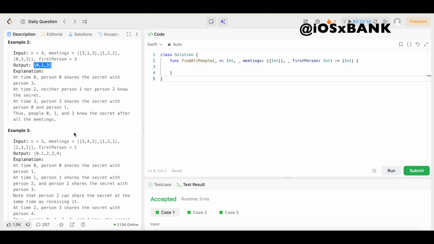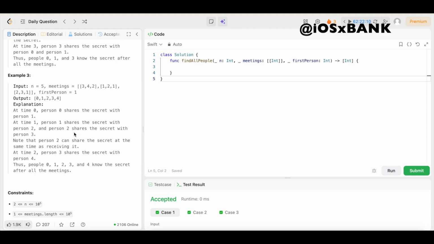Now, just in case that didn't make sense, let's take a look at example 3. In example 3, we have n equals 5, meetings equals a 2D array of integers. That first array is 3, 4, and 2. Then the next one is 1, 2, and 1. And the last one is 2, 3, 1. And firstPerson equals 1. The output is 0, 1, 2, 3, and 4. So let's look at the explanation.